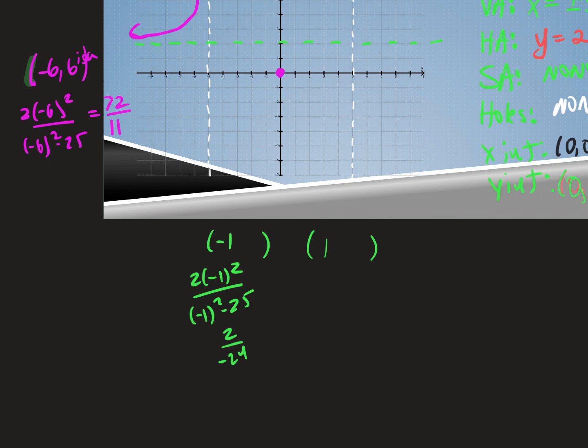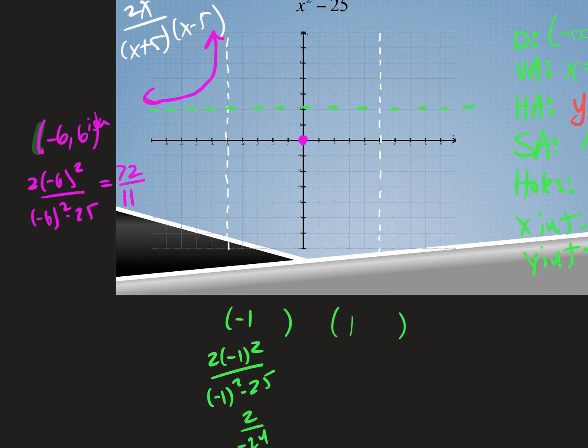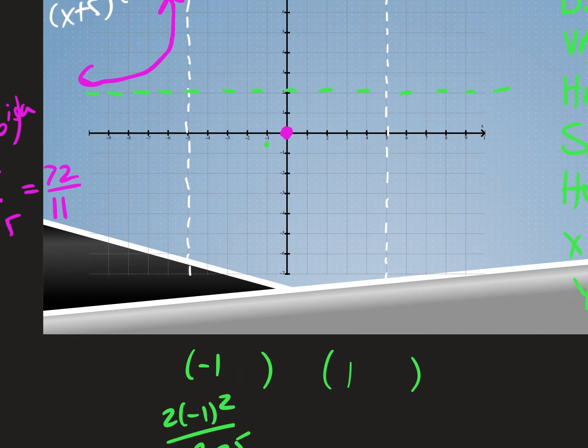Where is -1 comma 2/-24? Is it above that horizontal asymptote or is it below it? It's below, somewhere like here-ish. That's fine.